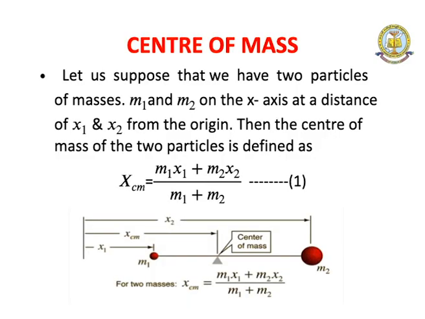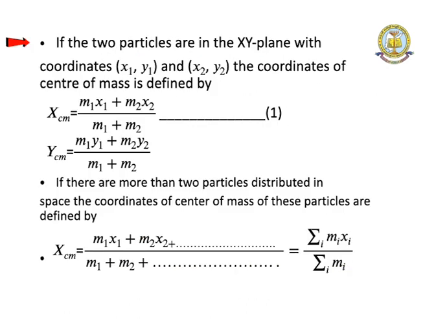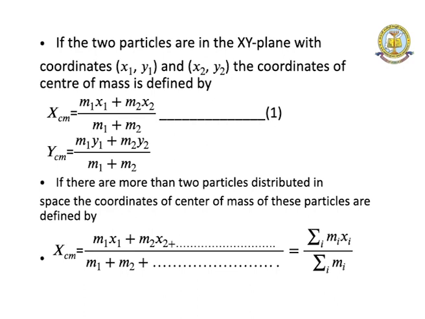Now the center of mass of the two particles is defined as xcm is equal to m1 x1 plus m2 x2 by m1 plus m2. If the two particles are in the xy plane with coordinates x1, y1 and x2, y2, the coordinates of the center of mass are defined as xcm is equal to m1 x1 plus m2 x2 by m1 plus m2. Similarly, along the y axis, ycm is equal to m1 y1 plus m2 y2 by m1 plus m2.